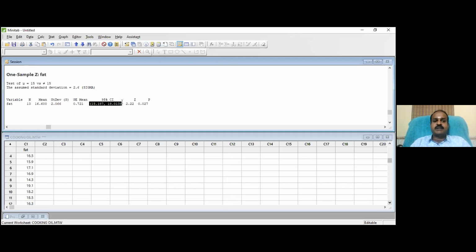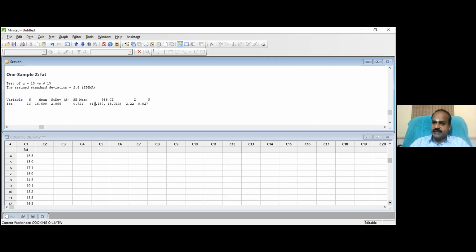15.18 and 18.03. You see here? Yes, sir. Do you know how this 18 is coming? Sample mean plus 2 times standard error of mean will give you 18. Sample mean minus 2 times standard error of mean will give you 15. To be precise, instead of using 2, you must use 1.96.